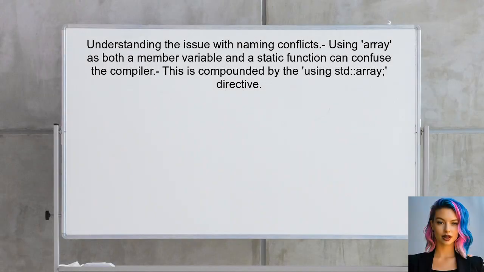To address the issue with the code, the user should first understand that using the name array for both a member variable and a static function can lead to confusion in the compiler. This is especially true when using the using directive for std::array.